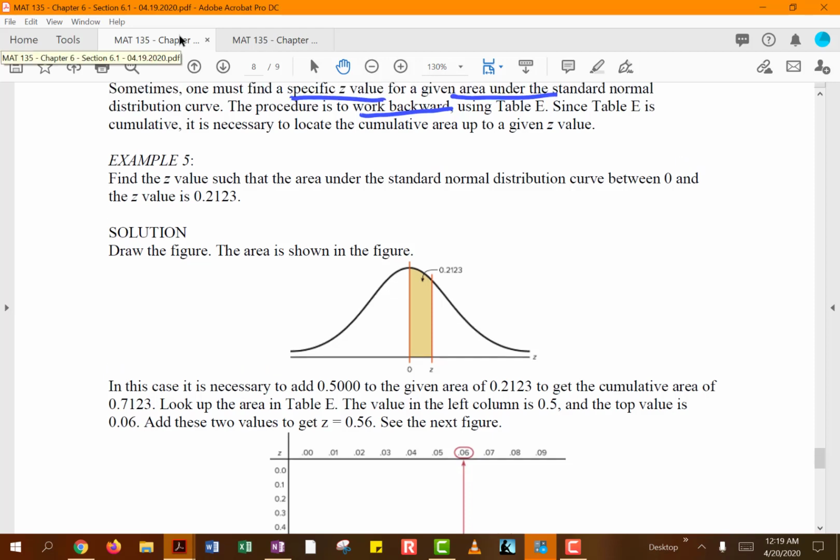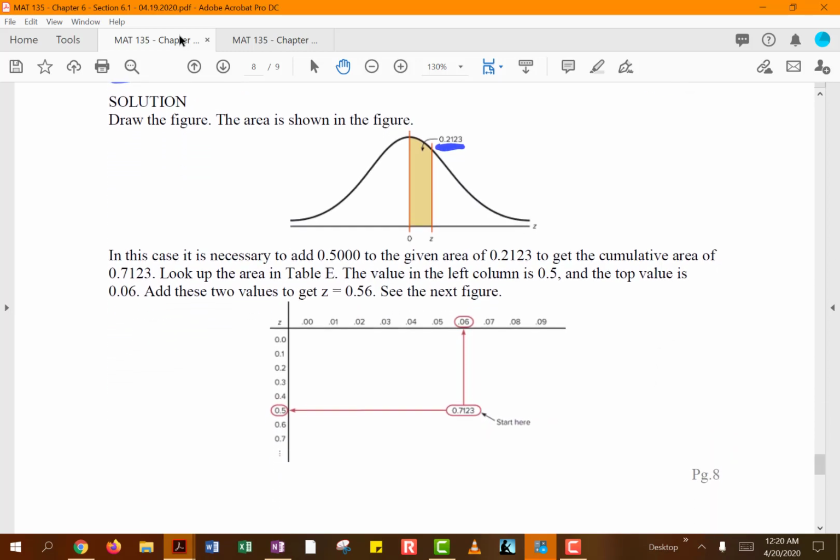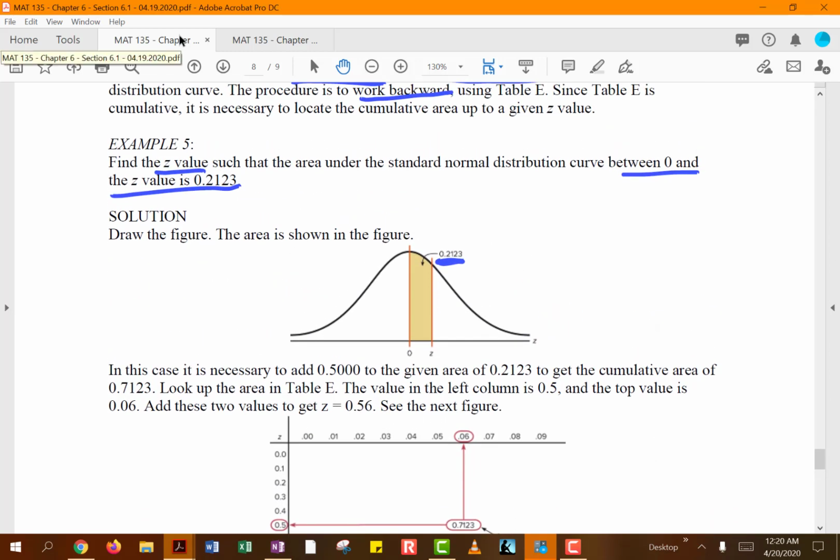So in this example, we are told find the z-value such that the area under our standard normal distribution curve will be between 0 and the z-value of, well, actually we don't know the z-value, we know the area because the area is 0.2123. So they're asking us to basically find what that z-score should be. So basically we know that this z-score is going to be to the right of our mean, which is at 0, and we know this little area is going to be 0.2123.